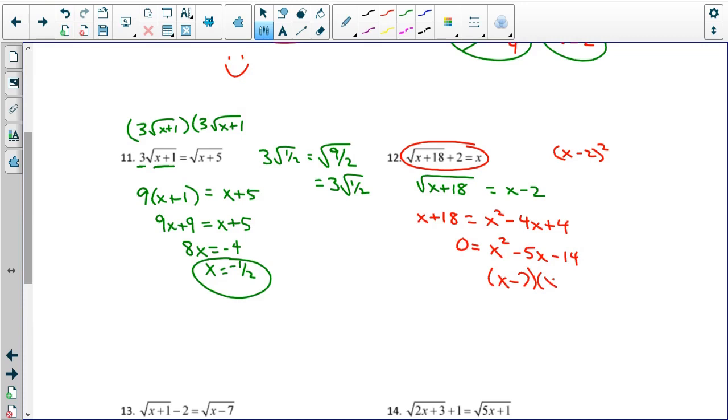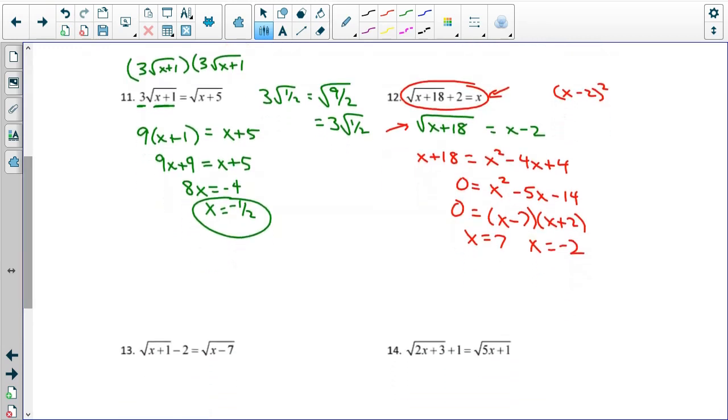X minus 7 times x plus 2 equals 0. So x equals 7 and x equals negative 2. If I look at this and I substitute it in either to the red circled equation or to the green equation, which is essentially the same thing as what I started with, it's not like I did anything crazy like squaring both sides or anything. The 7 will work and the negative 2 will not work.